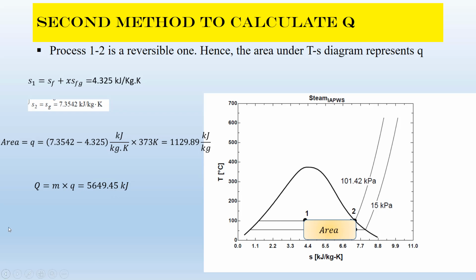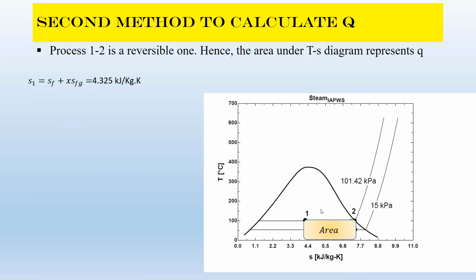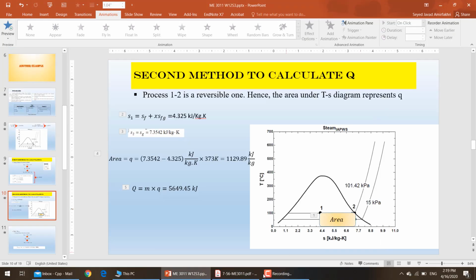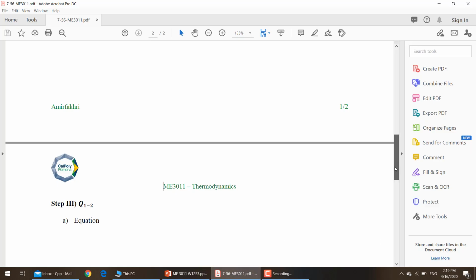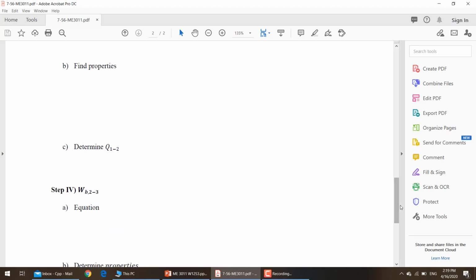Look, guys, by using this method, the Q is 5,649, and in the previous method, it was 5,641, just 8 kilojoules difference. So you can use either the first method or the second method to calculate the Q. For the last part, guys, you are asked to calculate W boundary for process 2-3. So please pause this video, spend 2 minutes, and then write an equation to calculate this boundary work.